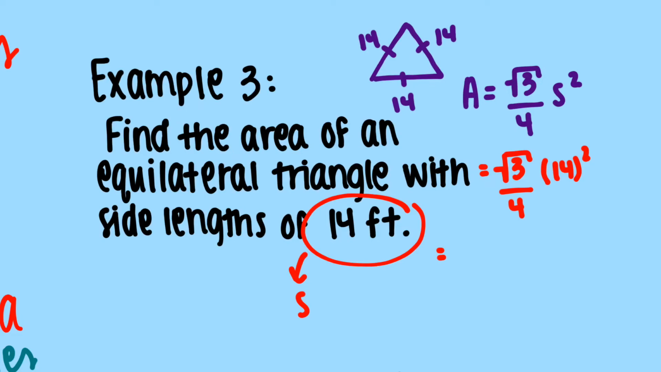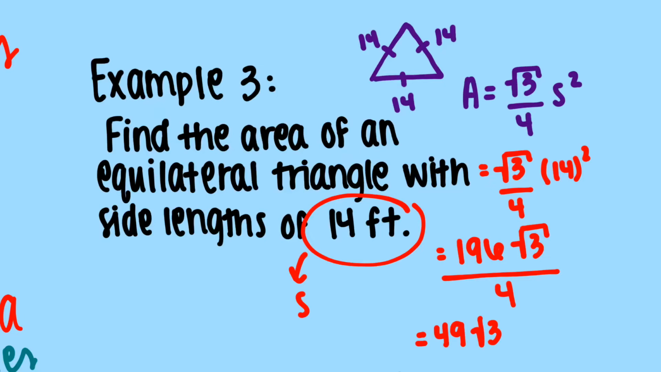Whenever I do 14 squared, that turns into 196. I'm going to put it on the top with the square root of 3 because it's multiplying, and I still have divided by 4. If this is as far as you can get because you don't have a calculator or something like that, or you didn't download the calculator I gave you the link to, that's fine. I'll take this answer for now. But you should go and do 196 divided by 4. So your final answer for the area should give you 49 root 3.